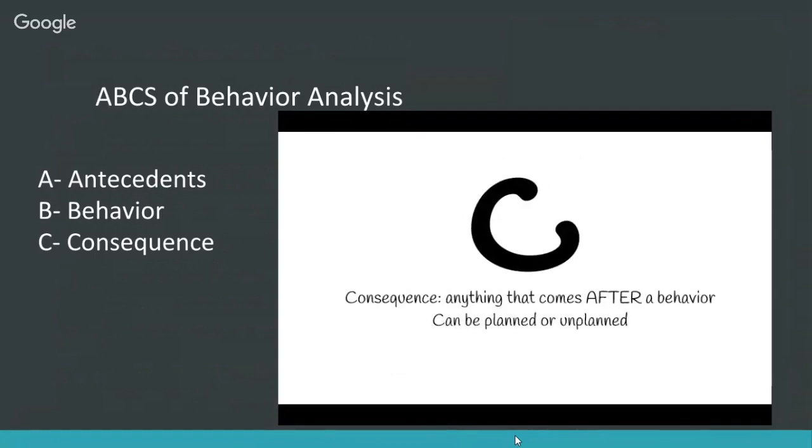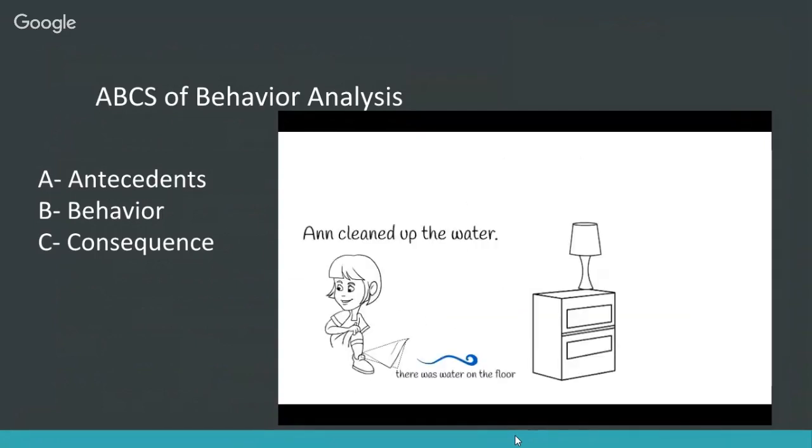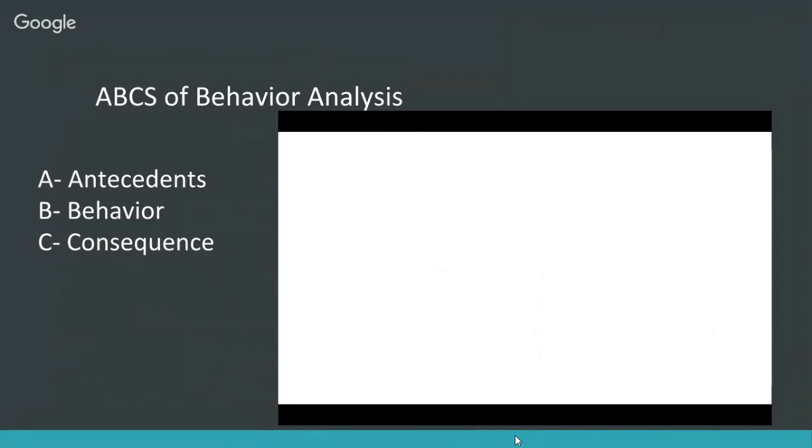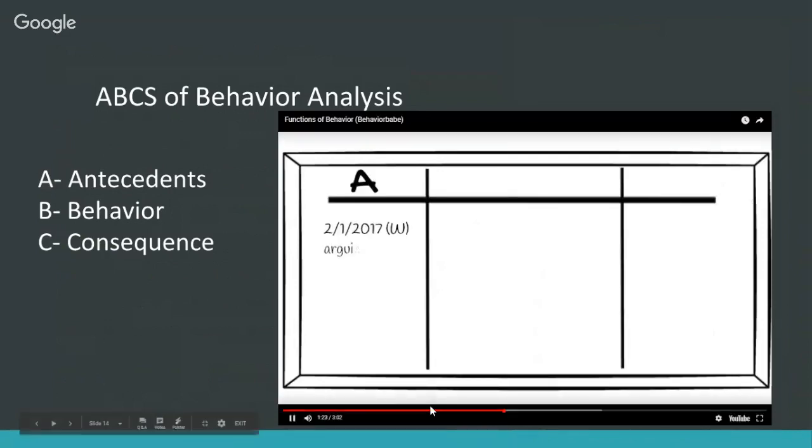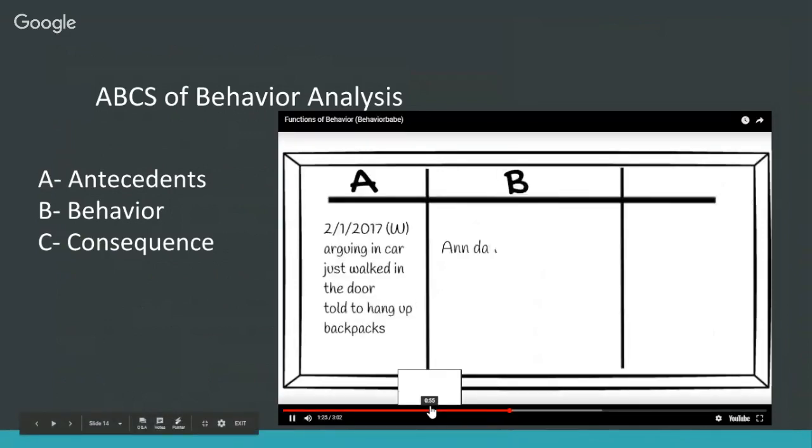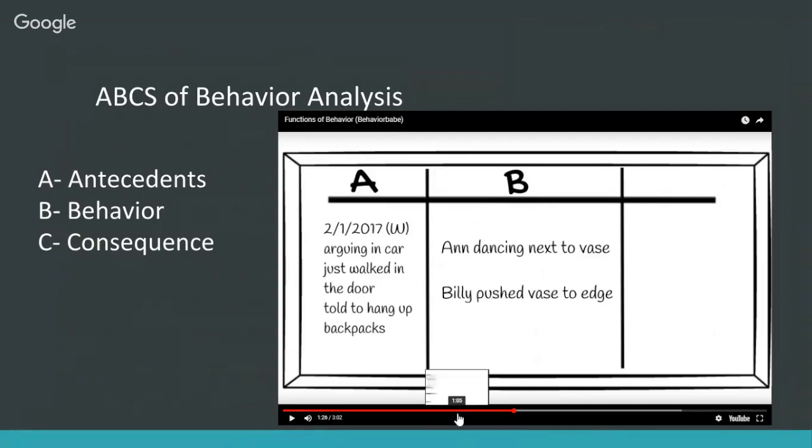Consequent comes right after the behavior. Whether that's the water is on the floor, she cleaned it up, they fixed the plant. This is called an ABC chart, and we use it to keep track of the behaviors so we can see if there's a correlation on days of what is causing a certain behavior.